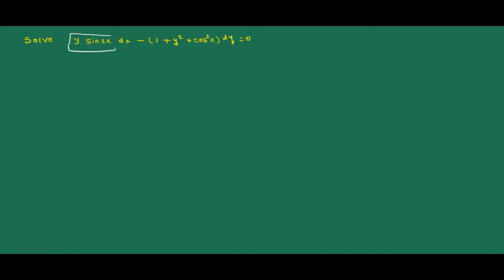So this is M value, and this total is N value. So I will write here M is equal to y sine 2x and N is equal to minus (1 plus y square plus cos square x). Find the value for dou M by dou y.